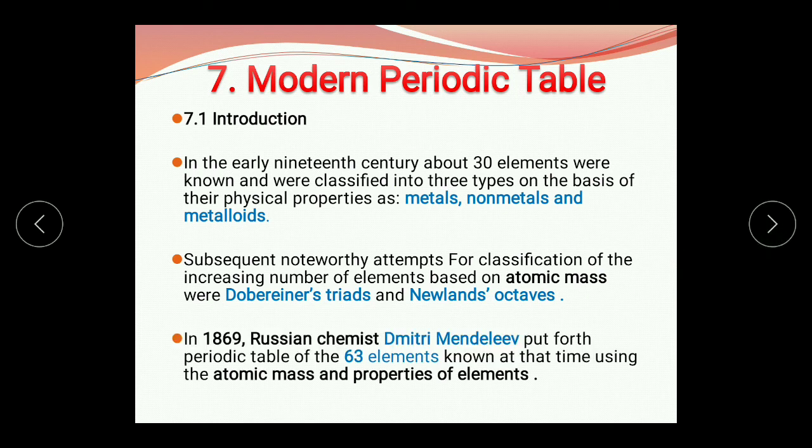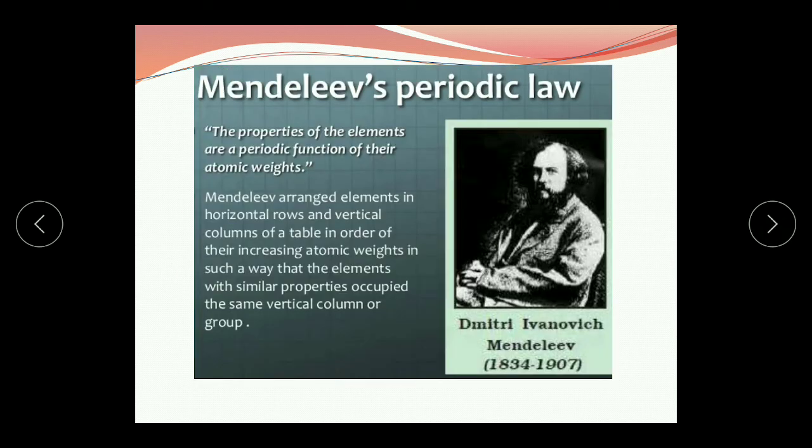Finally, in 1869, a Russian chemist, namely Dmitri Mendeleev, came up with his idea to classify these elements based on atomic mass and properties of elements. He is the one who prepared a periodic table of 63 elements known at that time. He arranged these elements in horizontal rows and vertical columns of a table in order of their increasing atomic weights in such a way that the elements with similar properties occupied the same vertical column.